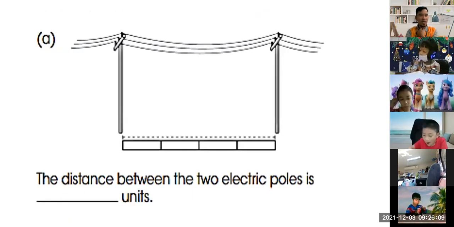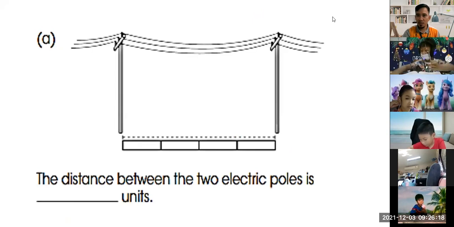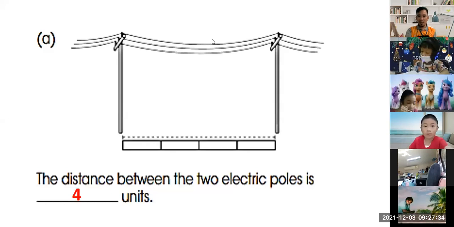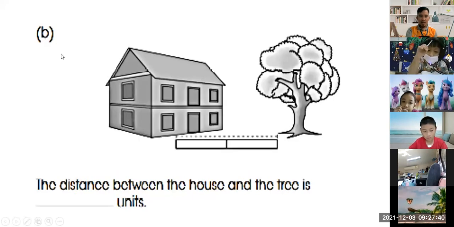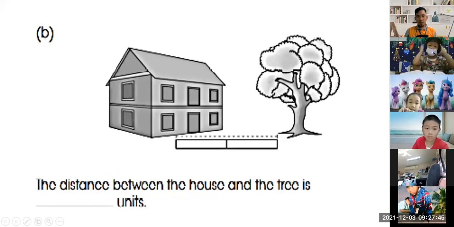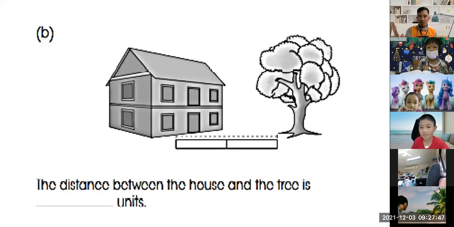Okay, now let us proceed to the next one. What is the distance between the two electric poles? 4 units. Now here, letter B. 2 units. Between the house and the tree is 2 units.